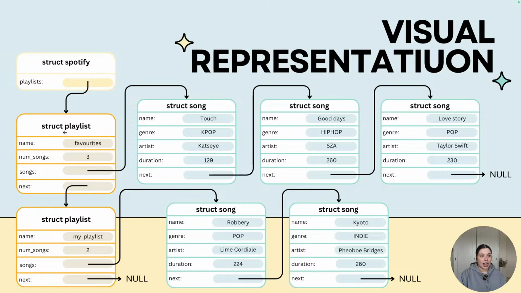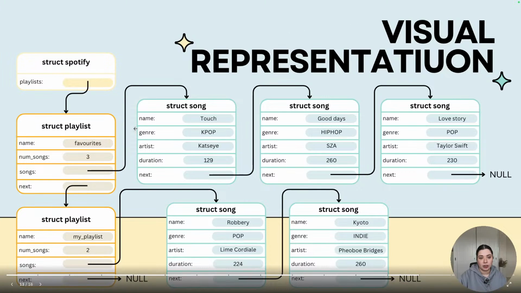And then if we take a look at our songs linked list for a playlist, each song is going to be of type struct song, where it's going to have a name, a genre, an artist, and a duration in seconds. And then a pointer to the next song in the playlist. So we have this linked list and another linked list. So it's a doubly linked list. Sorry, not doubly. It's a 2D linked list. I should say that's the correct terminology for this course, to not confuse you. And our last song in the list for our playlist will point to null, and the last playlist in Spotify will point to null.